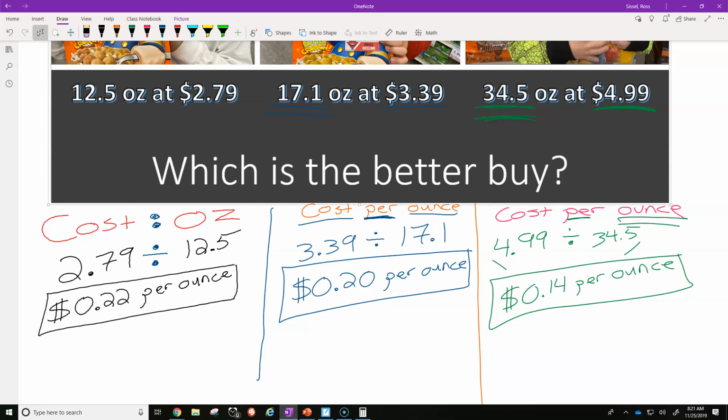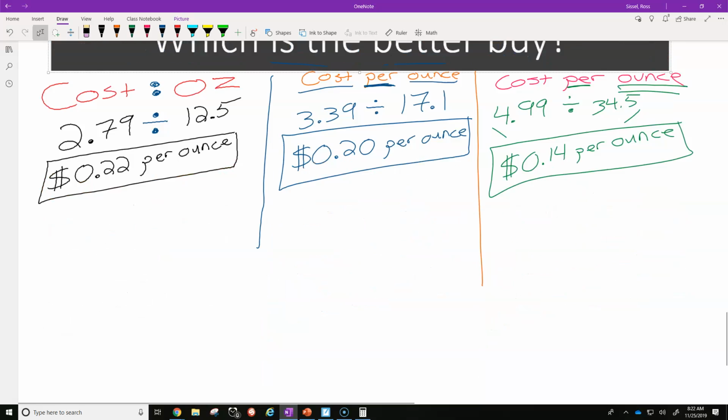The second, Eli, 20 cents per ounce. Not by much, but his is just a little bit better buy. So yeah, he has more cereal and it costs more, but he saves a little more too. Alright, so if you're understanding this, it's very simple what we're doing today, once you get a hold of it.